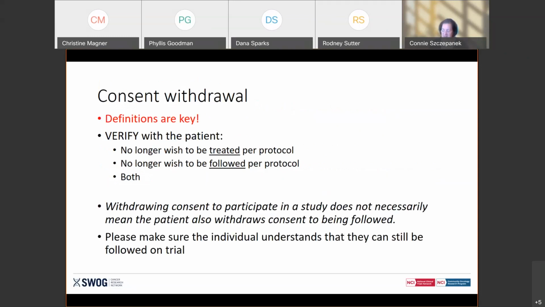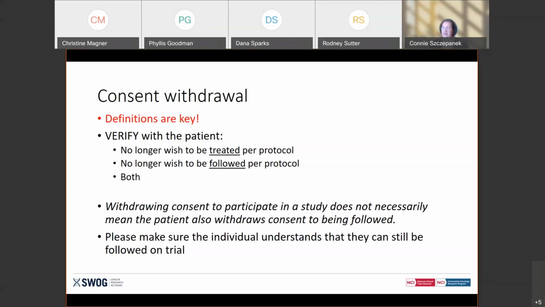This next topic is a little bit sticky, and I want to really stress how important this is, that we discuss this consent withdrawal idea with our patients in depth. Sometimes patients may say, I'm tired. I'm tired of this treatment. I'm tired of filling out these forms. I don't want to come in for any more visits. I just need a break from this, or this isn't at all what I thought. I wanted to be on a different arm of the trial. I didn't get the treatment regimen I wanted, et cetera, et cetera.